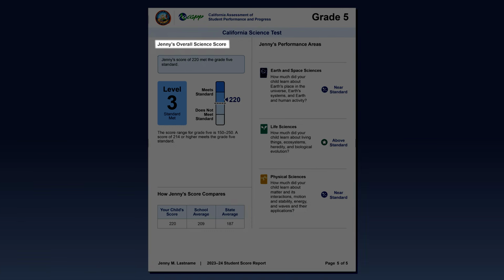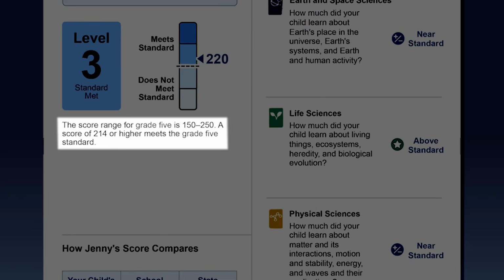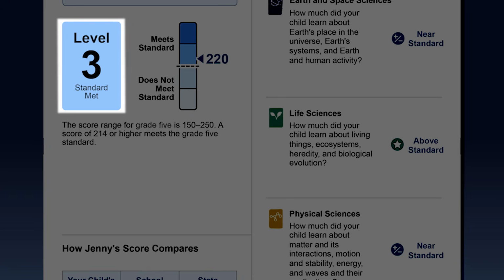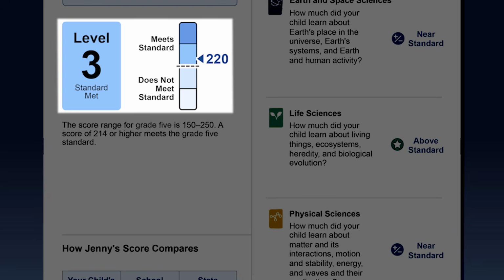Now let's move on to Jenny's science results. The CAST is administered to students in grades 5 and 8 and once in high school. The score range for grade 5 is 150 to 250. A score of 214 or higher meets the grade 5 standard. Jenny's overall science level, level 3, and a score of 220 indicate she met the grade 5 standard.